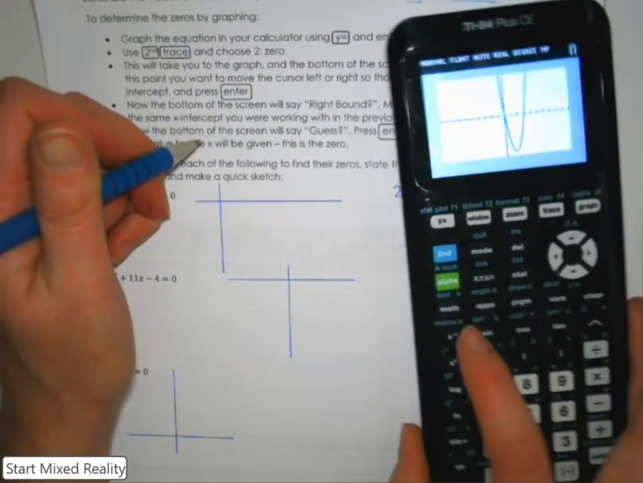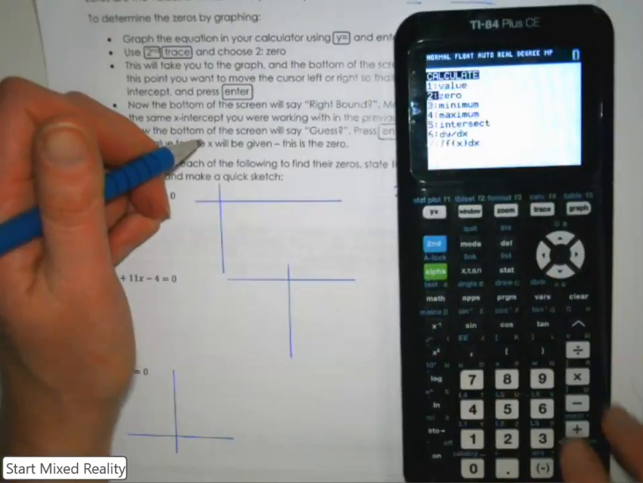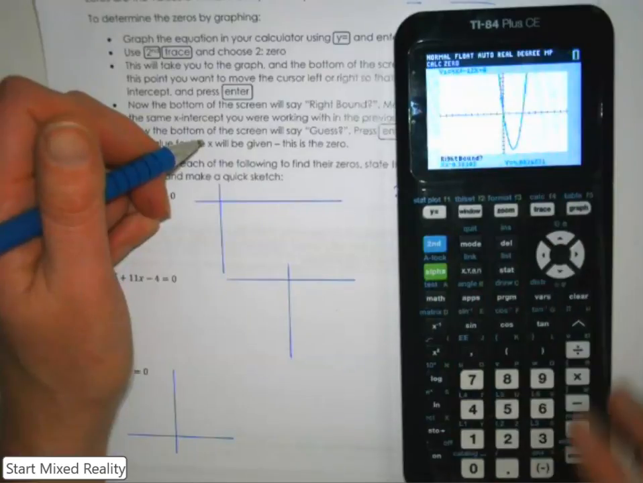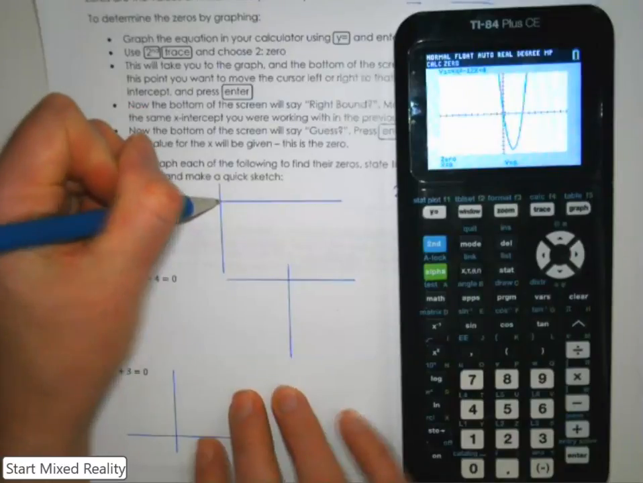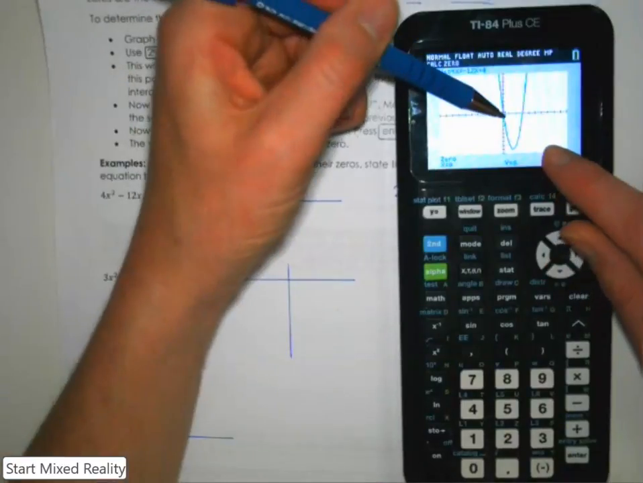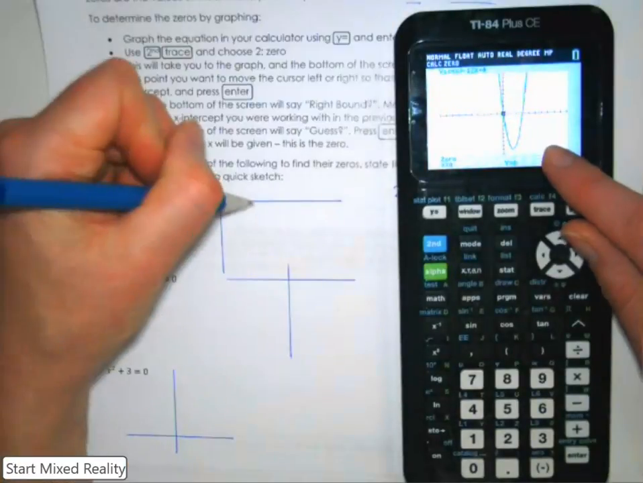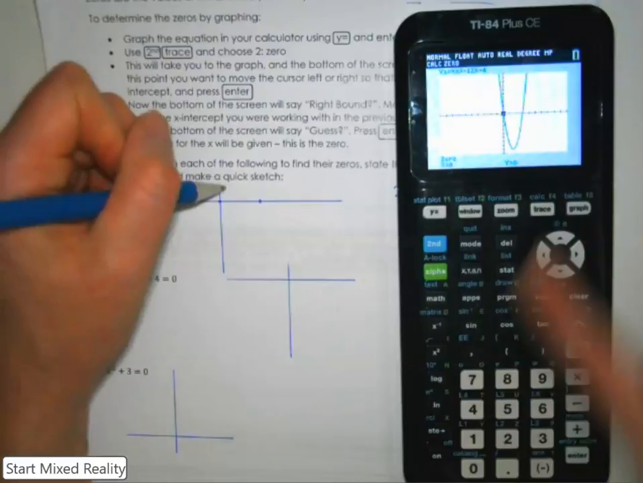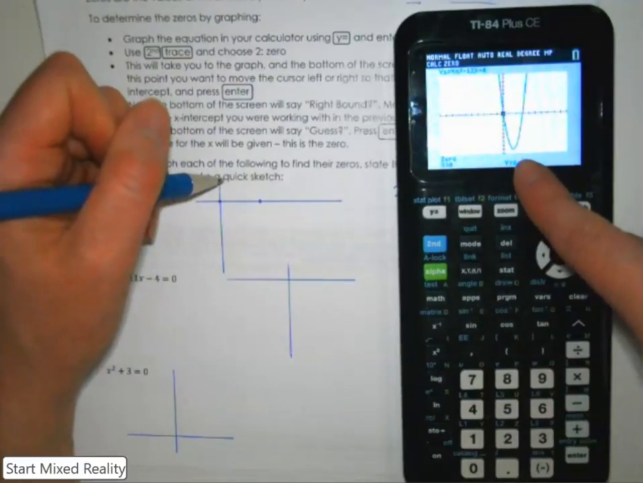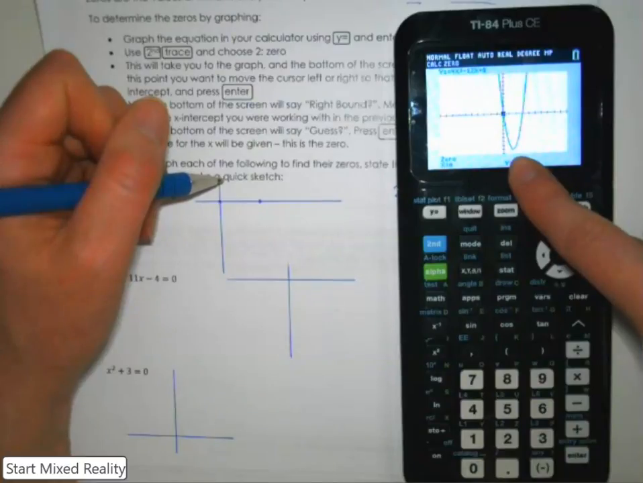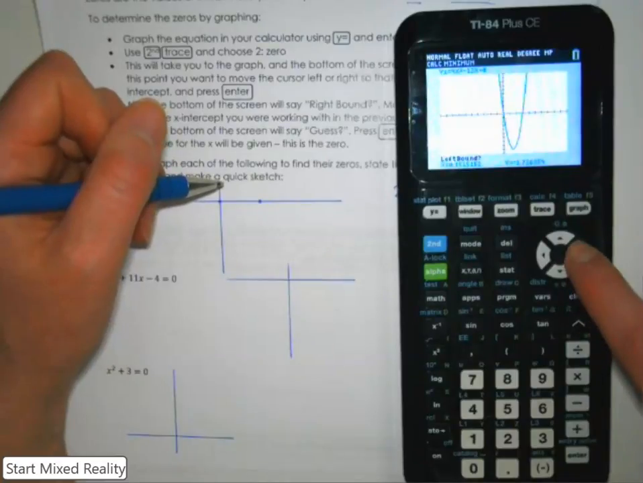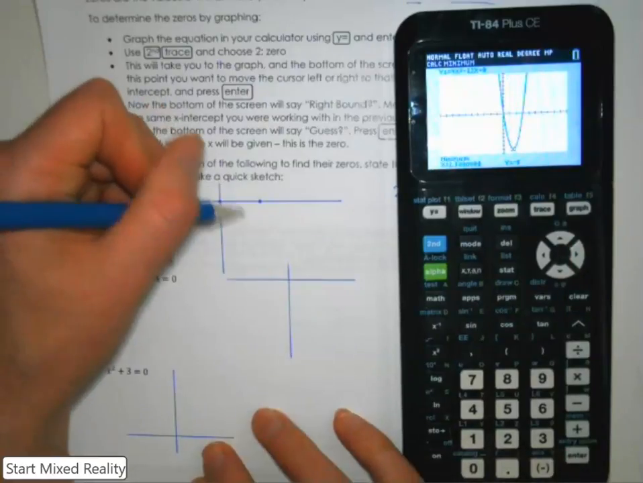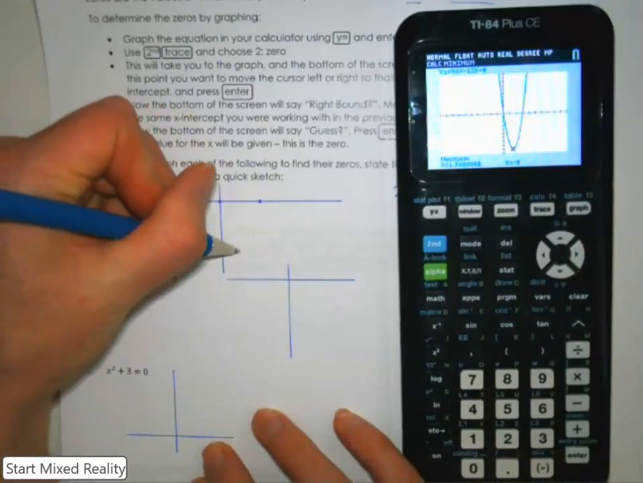And then just remembering that when we're looking for the zeros, we do second function trace 0, and we would go left bound and right bound, guess. So our first one is at 0, 0, and our second one, you guys could probably actually just count this: 1, 2, 3. Our second one is at 3, so let's say maybe there. And then if we wanted to sketch the graph, the other main point we should know is the vertex. So let's go minimum in this case, and left bound, right bound, and we see that the minimum is at 1.5 and y is -9.